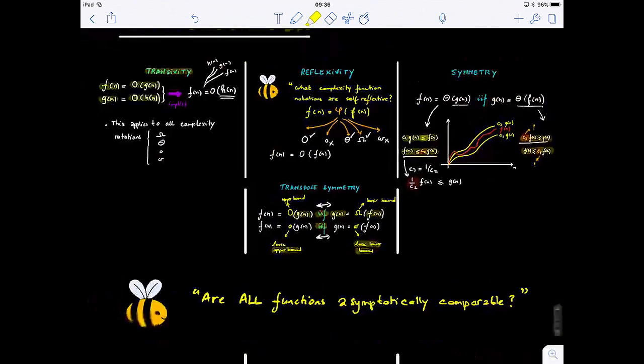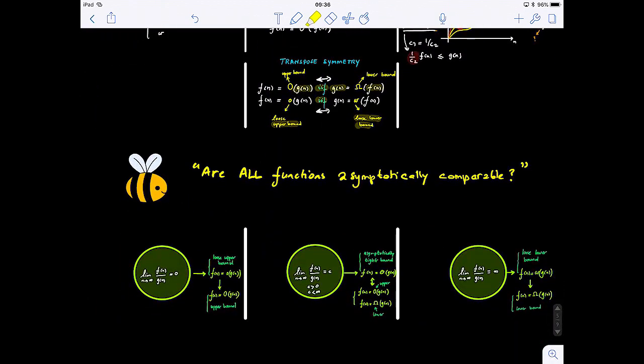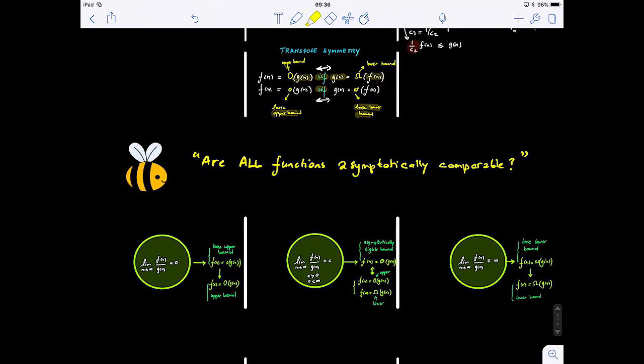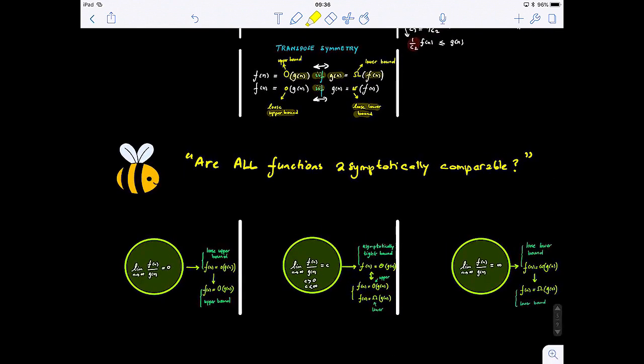Okay, great. Now something to recall, just to refresh your memory in terms of limit notations. All these functions are asymptotically comparable. Basically, let's ask these questions first.